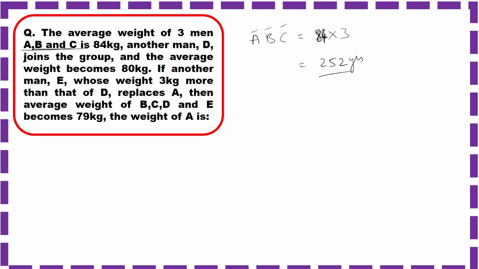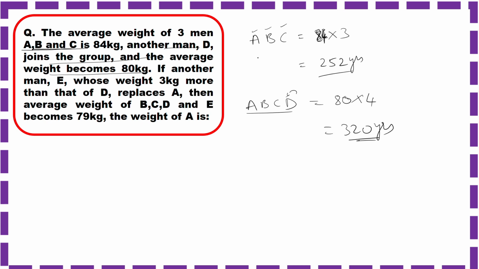Now another man D joins the group, so the average weight now becomes 80. What is the total weight now? 80 into 4, because one more guy added. So 80 into 4 is 320. Now what is D's weight? Can we calculate now? Yes, we can calculate.